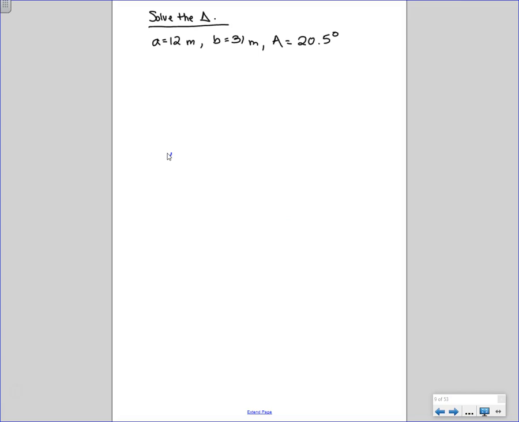What about this one? Is that 3? I thought that's 3 over M. M is just meters. I'm just telling you, like an actual application to a word problem, you're actually measuring things. A is 12, B is 31, A is 20.5 degrees. Some of you like drawing pictures, you can do that. Some of you like going straight to the formula, you can do that too.